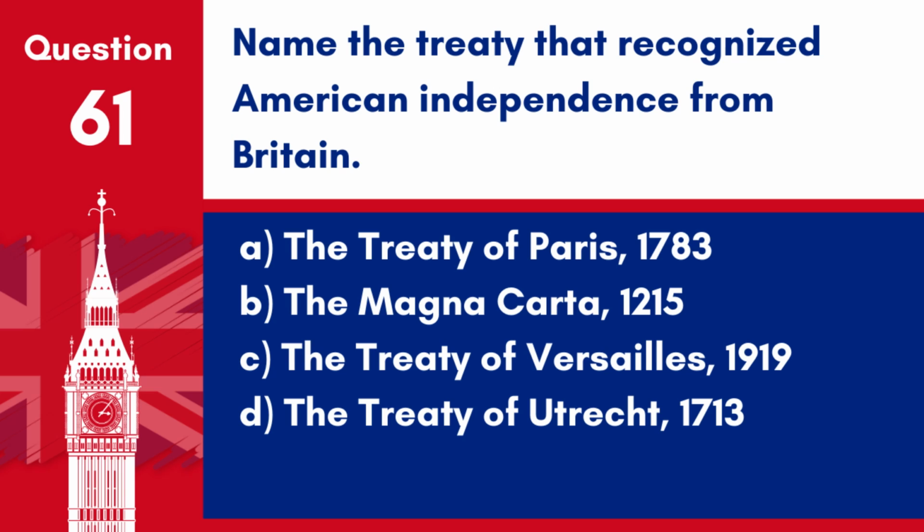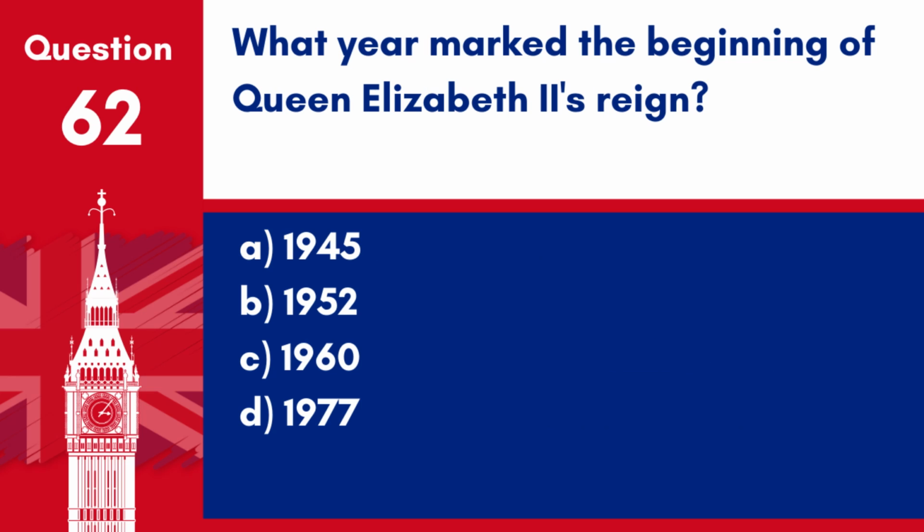A. The Treaty of Paris, 1783. B. The Magna Carta, 1215. C. The Treaty of Versailles, 1919. D. The Treaty of Utrecht, 1713. Answer. A. The Treaty of Paris, 1783. The Treaty of Paris in 1783 ended the American Revolutionary War and recognized American independence from Britain. Question 62. What year marked the beginning of Queen Elizabeth II's reign?